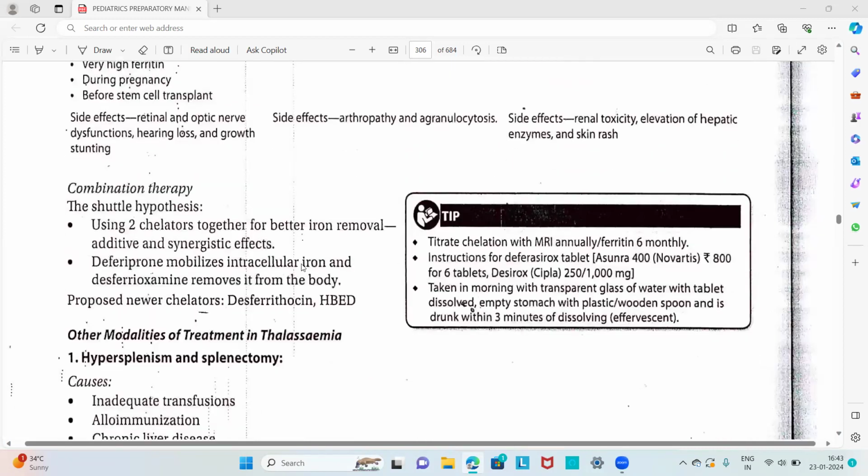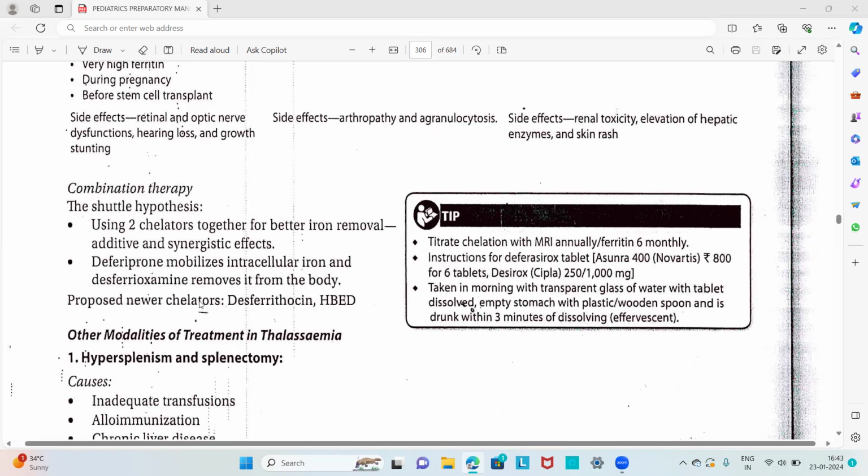Then about the combination therapy, that is the shuttle hypothesis, that is using two chelators together for better iron removal. It has additive and synergistic effects, so we use the combination therapy. That is, deferiprone mobilizes the intracellular iron and desferrioxamine removes it from the body. So these are the combination.